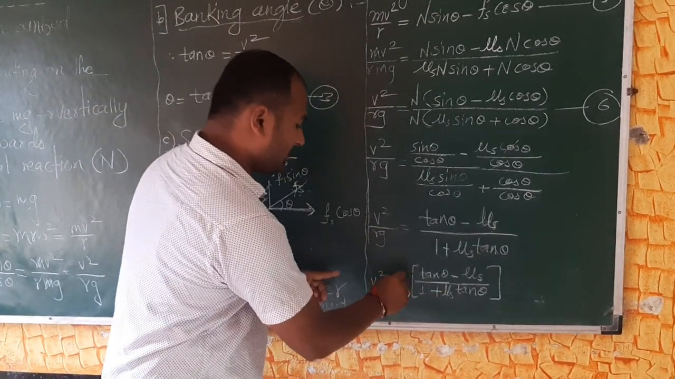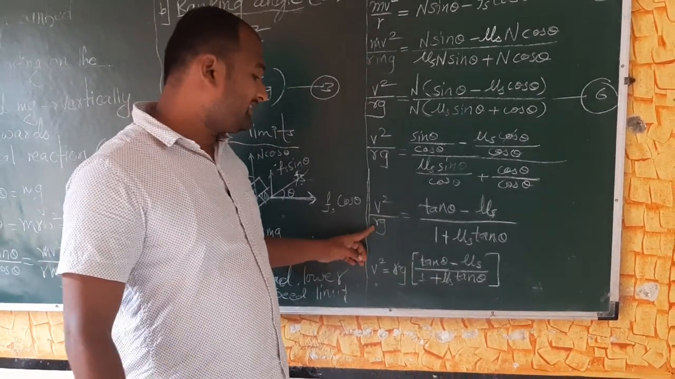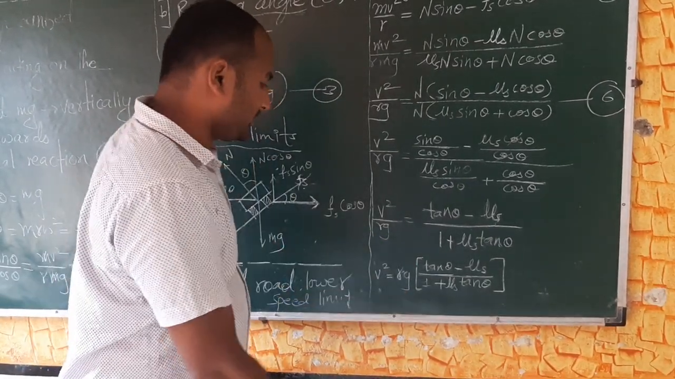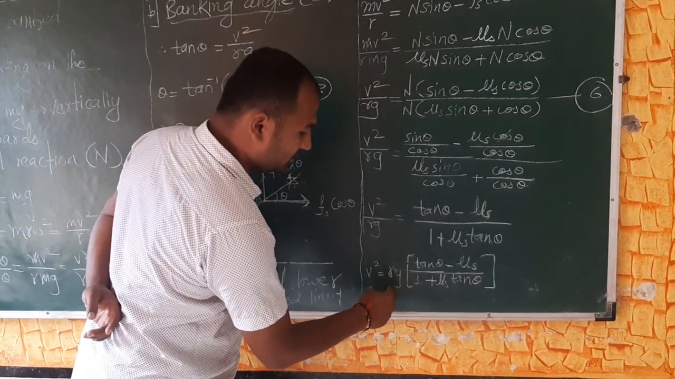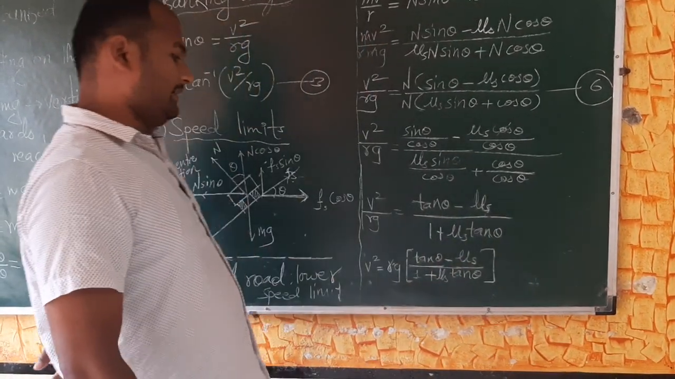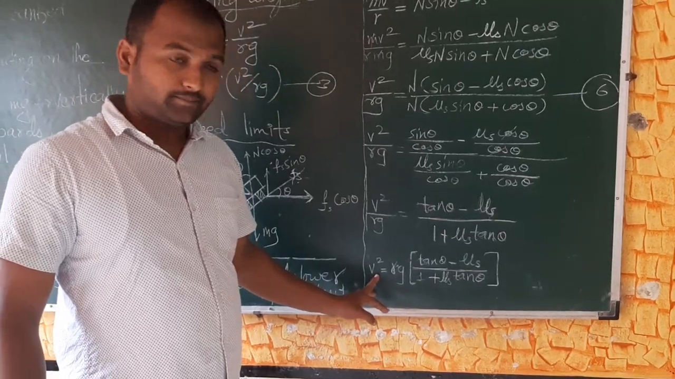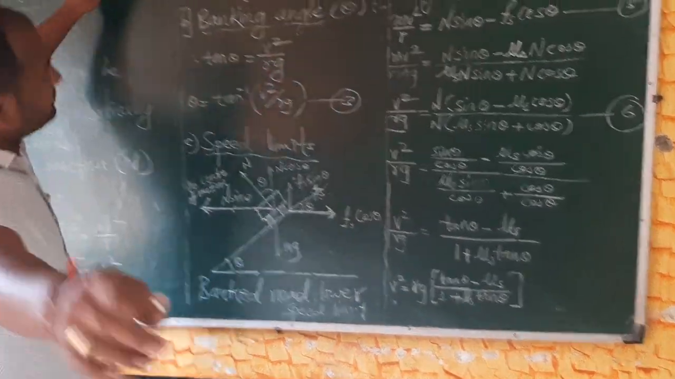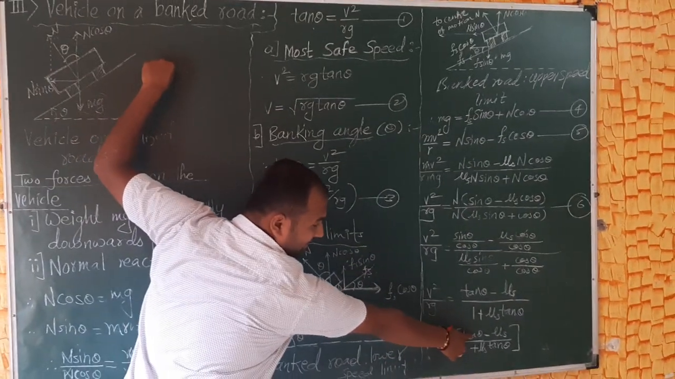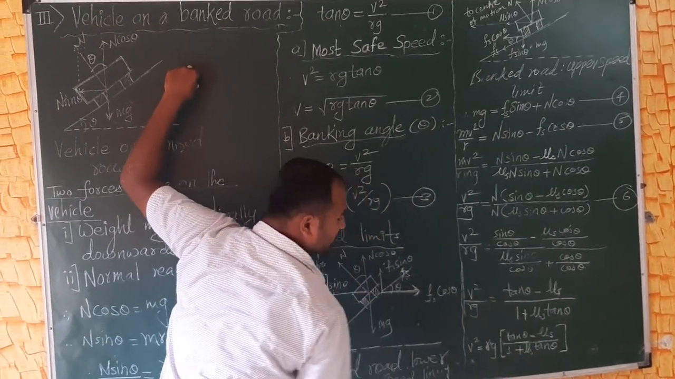Now this rg in the denominator goes to the opposite side, into the numerator. So we can write v square is equal to rg into bracket tan theta minus mu s upon 1 plus mu s tan theta. This is v square. So here v square is equal to rg into bracket tan theta minus mu s upon 1 plus mu s tan theta.